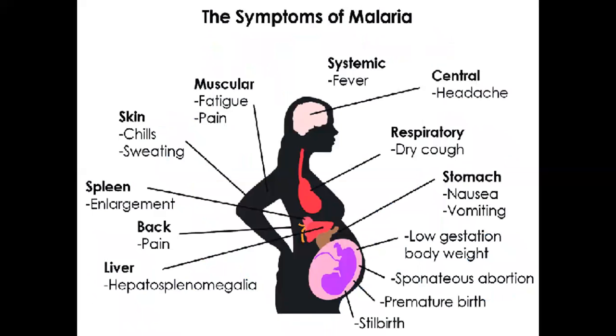These are the symptoms of malaria: systemic fever, central headache, respiratory trouble like dry cough, and nausea, vomiting. It's common. Low gestational body weight, spontaneous abortion, premature birth, hepatosplenomegaly, back pain, spleen enlargement, sweating, chills. These are the symptoms of malaria.